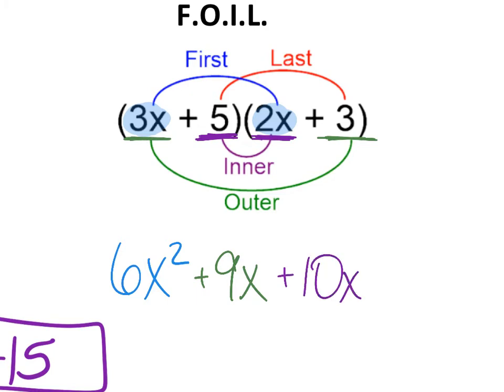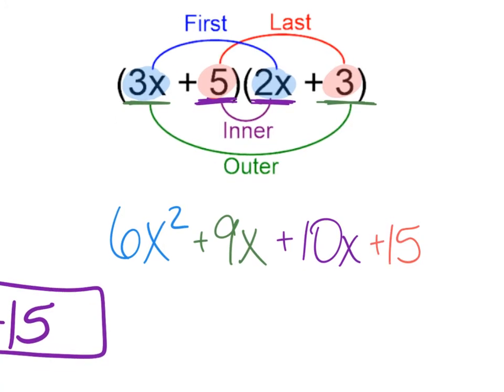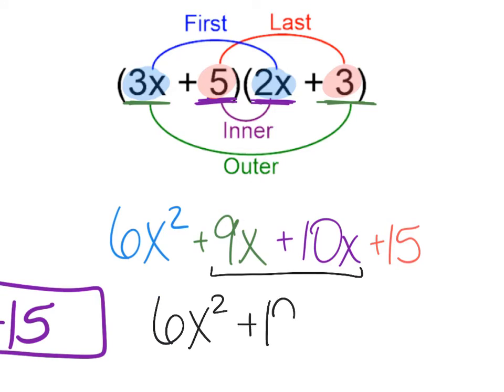And then the L, what do you think that stands for? Last. Do you agree that both of these are last in their parentheses? Yeah. We're going to multiply them. 15. Just like with the Punnett square method, we're going to end up with some like terms. Where are your like terms here? 9x and 10x. Yeah, right there in the center. If you combine them together, what do you get? 19x. So you'd say this would be 6x squared plus 19x plus 15.